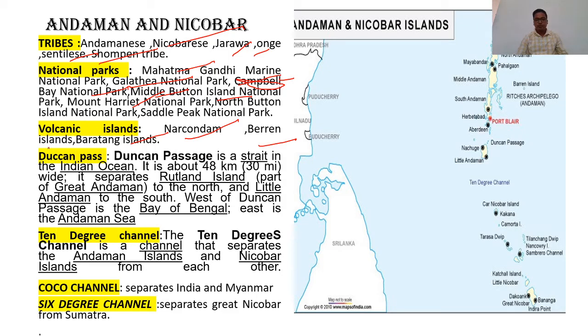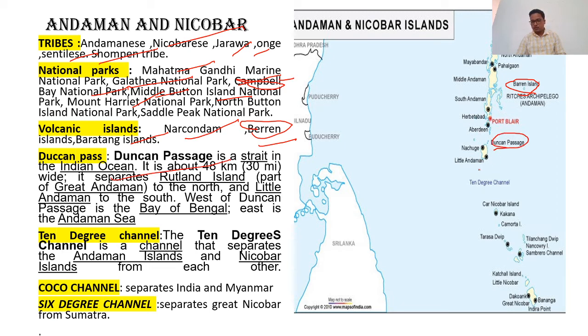The most active is the Barren Island. Here you can see the Barren Island, the active volcano, and these are the extinct volcanoes. Then Duncan Pass, we were also talking about the Duncan Pass. Here you can see the Duncan Pass.